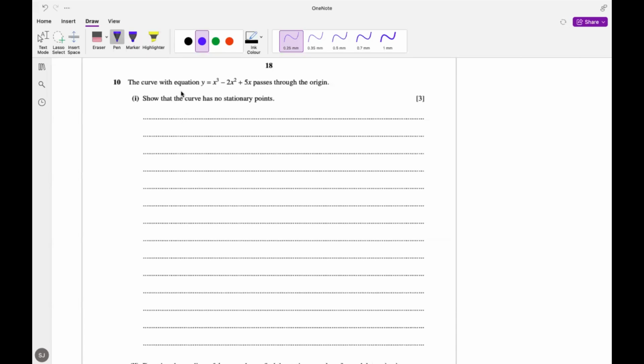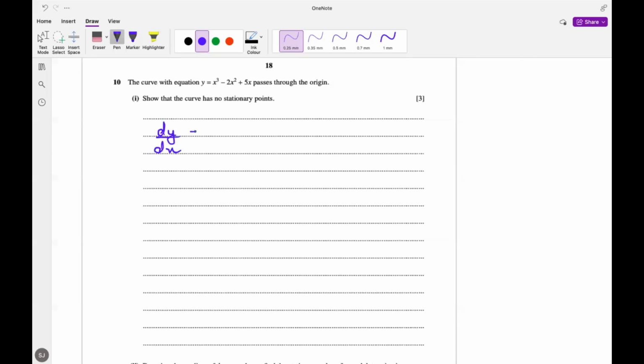In question 10, we have a curve with the equation y equals x cubed minus 2x squared plus 5x, which passes through the origin. In the first part, we have to show that the curve has no stationary points. Now, we know that at stationary points, the dy/dx or the gradient is 0. So first of all, we find the dy/dx of this equation.